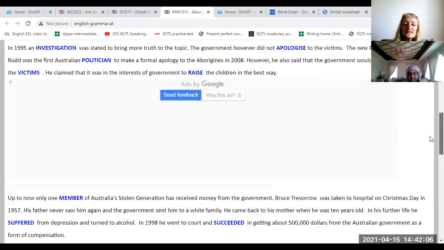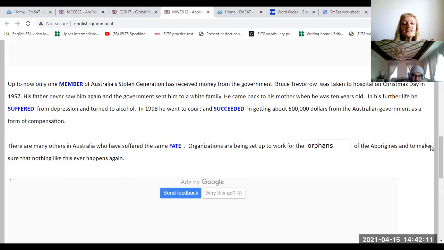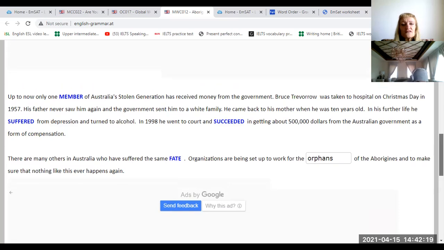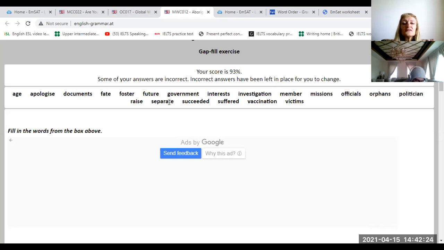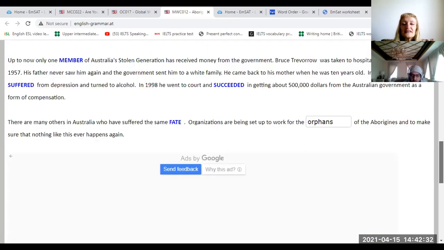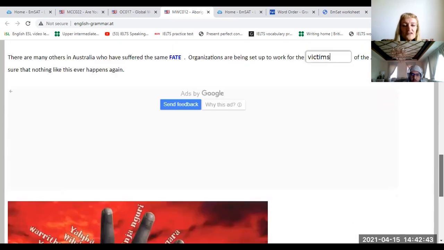Okay. We seem to have got orphans wrong, it says. I never noticed that one. But organisations are being set up to work for the orphans, and they are orphans of the Aborigines. So I don't know what else they could be. Maybe victims of the Aborigines? They could be victims, yeah. Let's try that. But did we use victims somewhere else? No. Okay, then. So if we've not used it anywhere else.